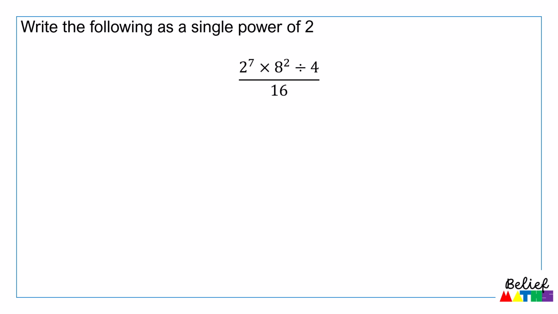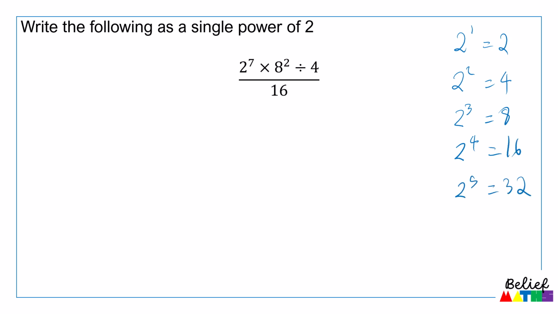Now what we need to remember is that 2 to the power 1 is 2, 2 to the power 2 is 4, 2 to the power 3 is 8, 2 to the power 4 is 16, and 2 to the power 5 is 32. And these tend to be the only ones that come up in your exam. They could keep going, but as you'll notice, all we're doing is doubling each value as we go along. So we're going to replace each number in this with a power of 2.